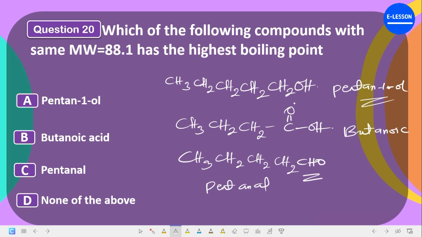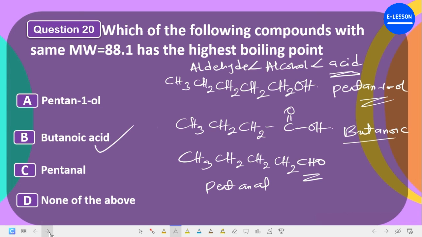Now among these, which do you think can easily form hydrogen bonding? This one can form higher hydrogen bonds with itself, and hence it requires a higher boiling point. Are we getting it? The order of boiling point: the aldehydes are usually less than the alcohols, which are less than the acids. So the acids have a higher boiling point compared to the alcohols, which have a higher boiling point compared to the aldehydes. So the one that has the highest boiling point of the same molecular weight is butanoic acid. Butanoic acid is the correct answer to that question, which is option B.